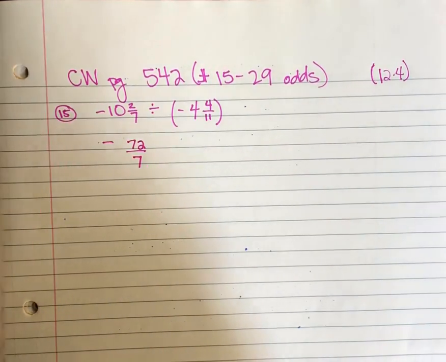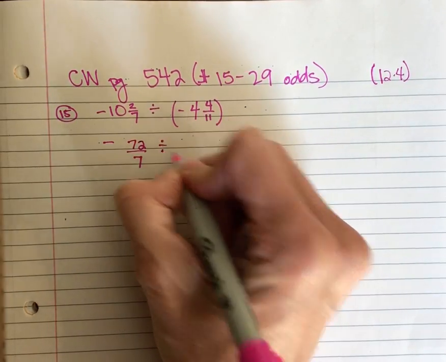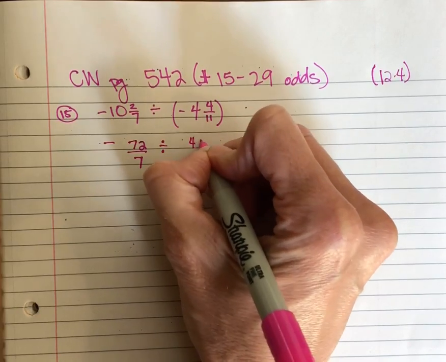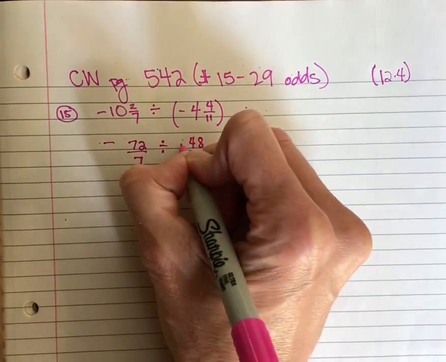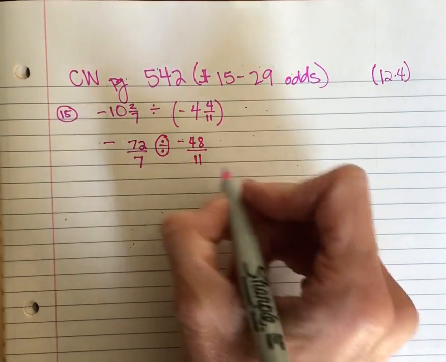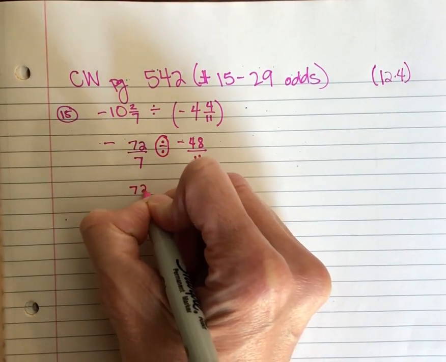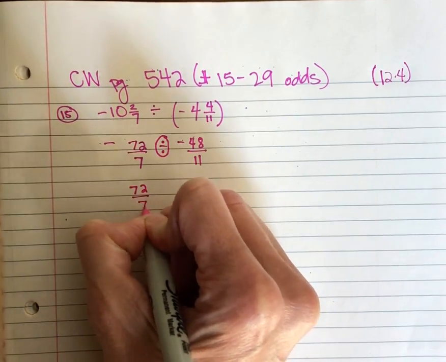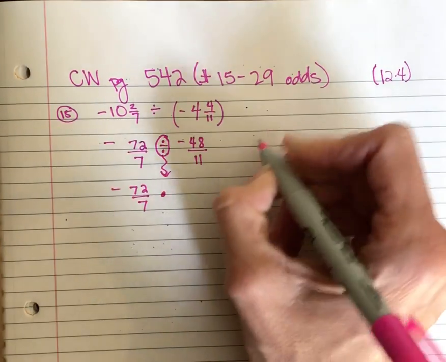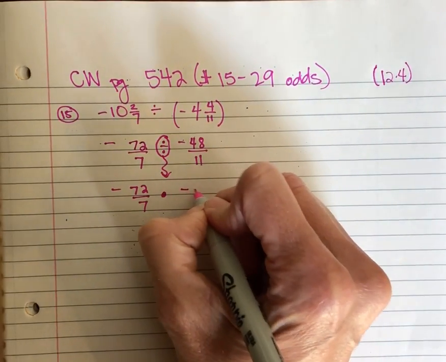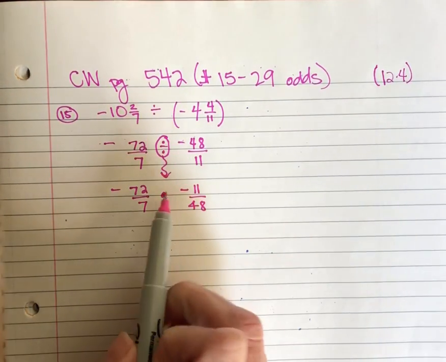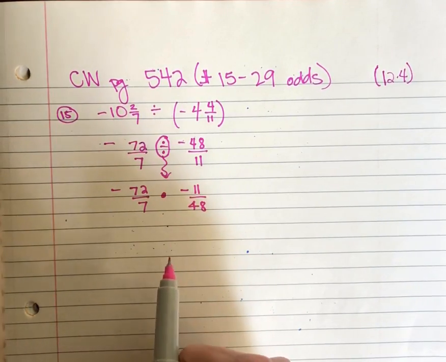Drop in our negative symbol, keep our division symbol for now. 4 times 11 is 44, plus 4 is 48 over 11. Drop in our negative. So then we're going to multiply by the reciprocal. So 72 over 7 stays the same. Division changes to multiplication. The reciprocal of 48/11ths would be 11/48. Again, don't forget about dropping in your negative sign.